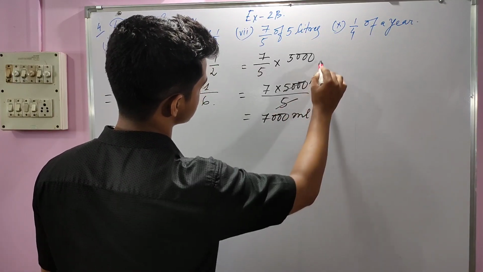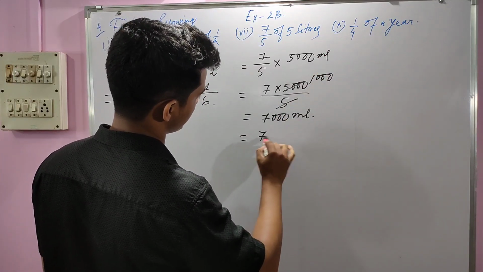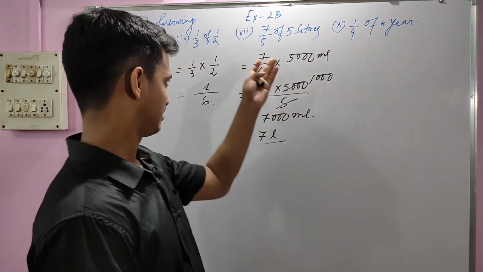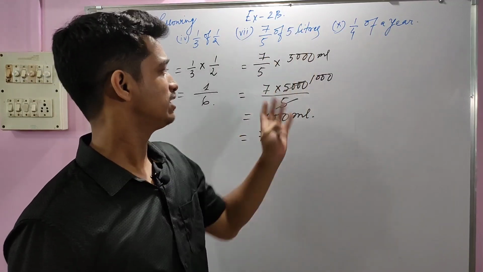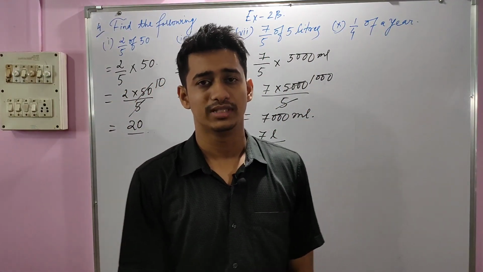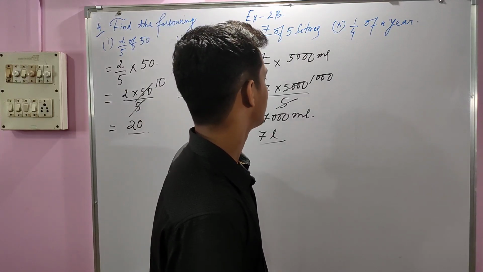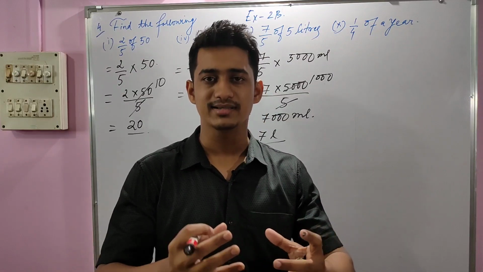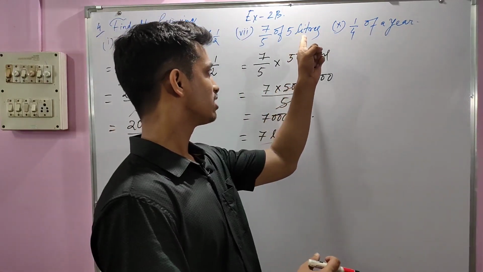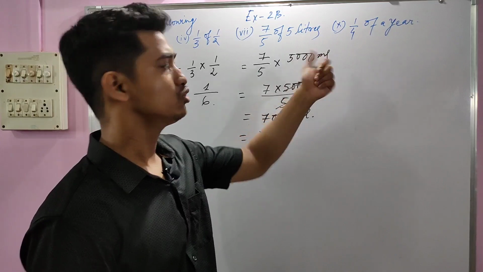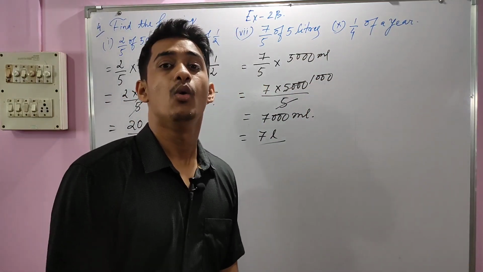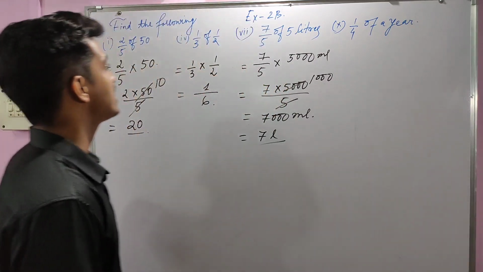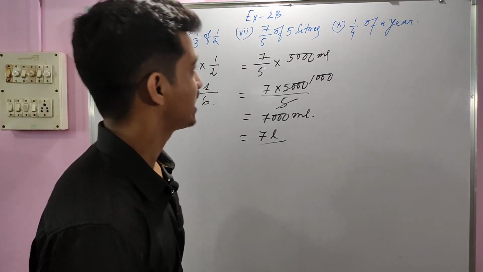ml, or you can say 7 liters. Either you can convert it into ml, or in this particular question 5 and 5 will cancel out with each other, so there will be no problem of such conversion of units. But if some annoying quantities are there, you can easily convert liter into milliliter. So what is the conversion? 1 liter equal to 1000 ml. Note it down.